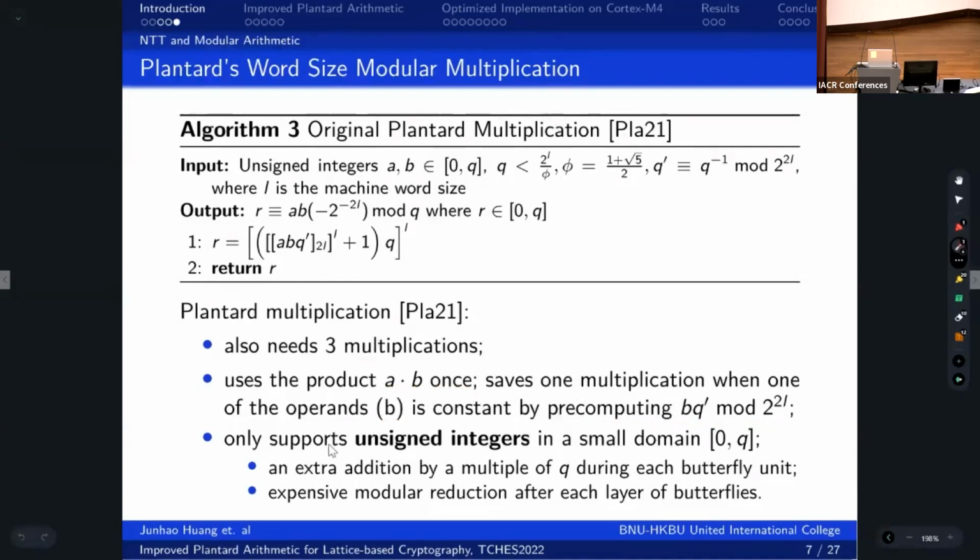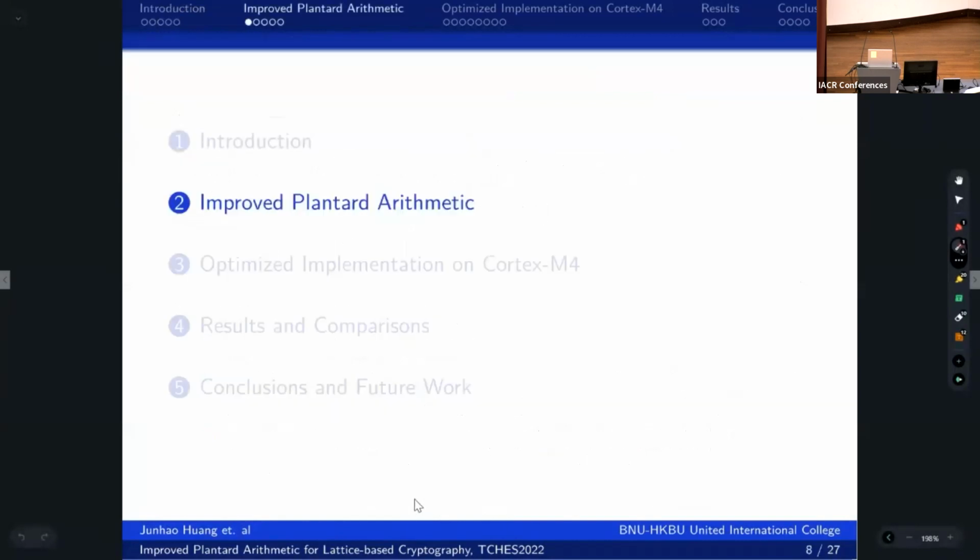However, the original Plantard multiplication only supports unsigned integers in a small domain, 0 to Q. This would require an extra addition by a multiple of Q during each butterfly unit. Besides, it may also require expensive modular reduction after each layer of butterflies. Therefore, this disadvantage makes the original Plantard multiplication impractical in LBC schemes. So this paper tried to investigate how we can efficiently apply the Plantard arithmetic in LBC.